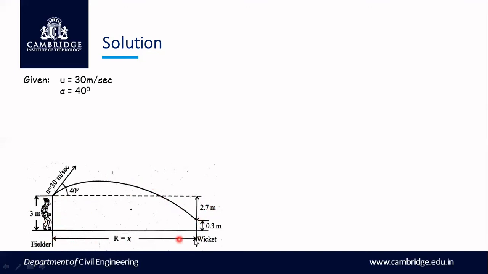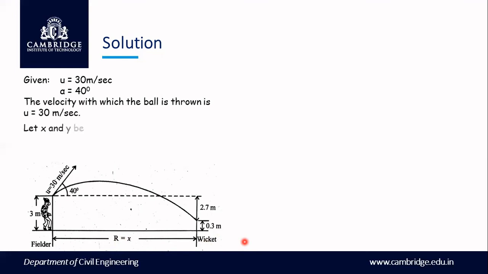They have asked you to find out this horizontal distance. What is the distance between this bowler and the wickets? So you need to find out the horizontal distance. You have all the other data. This is just dealing with your x value and y value. Since it's traveling a parabolic path, why don't we take the equation of path of the projectile here, right? The velocity with which the ball is thrown is 30 meter per second.